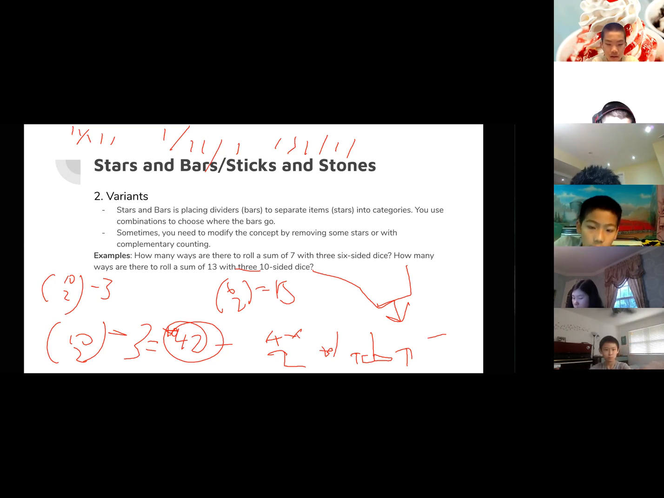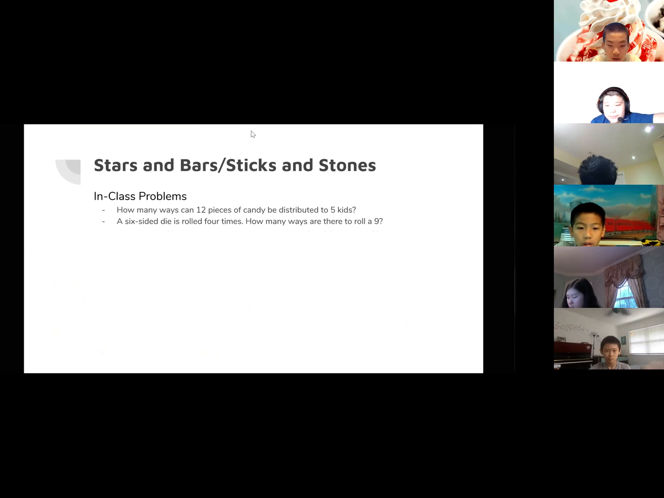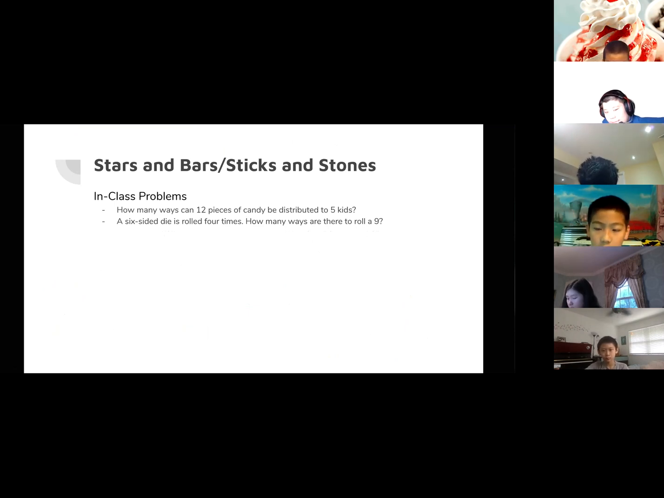If not, then we're going to talk about the in-class problems. How many ways can 12 pieces of candy be distributed to 5 kids? And a six-sided die is rolled 4 times. How many ways are there to roll a 9? So, just go ahead and try these problems.